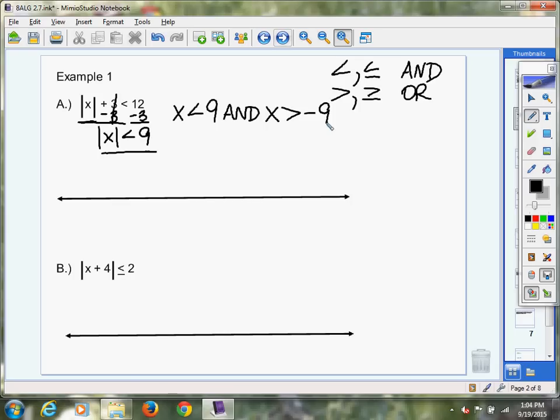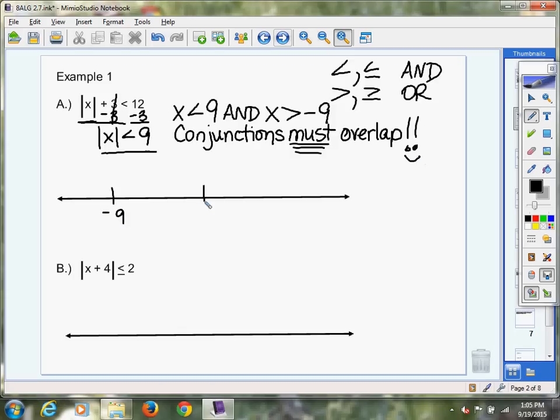Remember, conjunctions must overlap. Write that down one more time until we get it really solid in our minds. Conjunctions must, underline that like 3 times, overlap. There you go. Awesome. Let's put a couple exclamation points. All right, so you've got a long number line. Let's do -9, 0, +9.